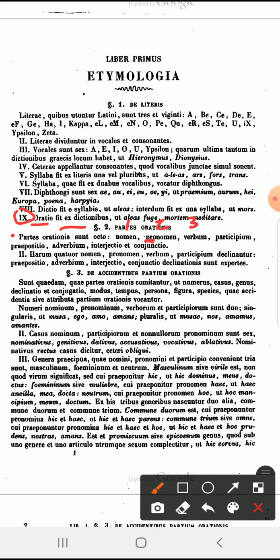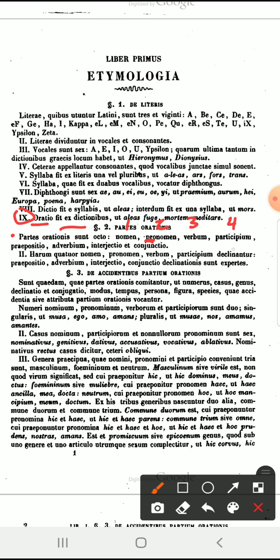The third part of speech is verbum. Now in Latin, the word verbum simply means word. So the verbum is the most important or principal word in a sentence. In English, we refer to this as a verb. So the first three parts of speech so far are noun, pronoun, and verb.